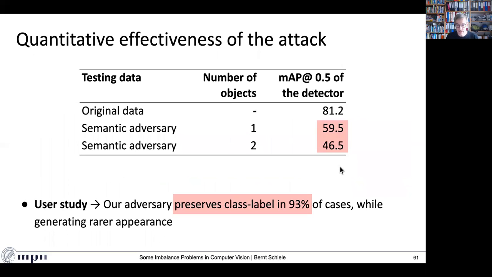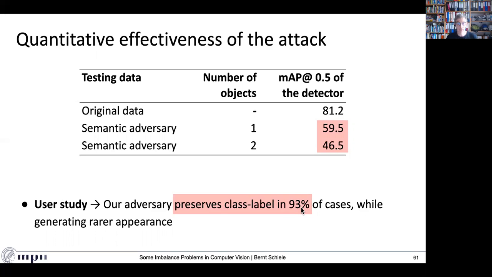And we have seen here on COCO data, right? If you use the original, I think it's a YOLO detector, we get 81% or so mean precision at 0.5 overlap. And if you manipulate one object in an image, you can drop this by 22 percentage points. And if you have two objects manipulated, you can drop this even further. And as I said, in those cases, we showed this to humans, right? They were saying, no, that's the correct class that was there originally. They also gave that as a label for those classes.